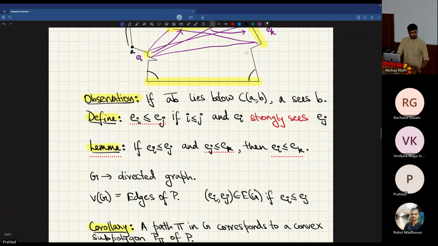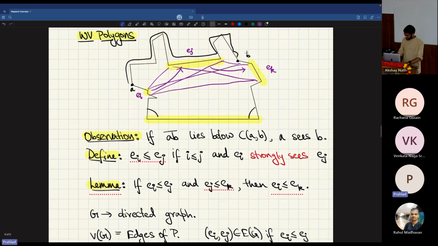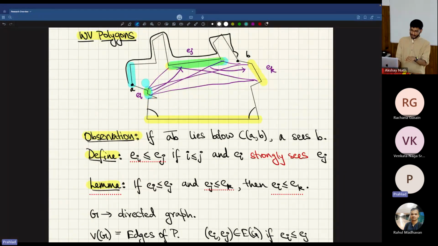Great question. Yeah, I was going to bring that up. So let's try to draw it in blue, right? If you take this guy and this guy, so you have this strongly sees this, but this also strongly sees this, I think. Yeah, so you have to be a little bit careful. Assume that this is slightly above. So you have that EI strongly sees EJ and EJ strongly sees EL, let's say.